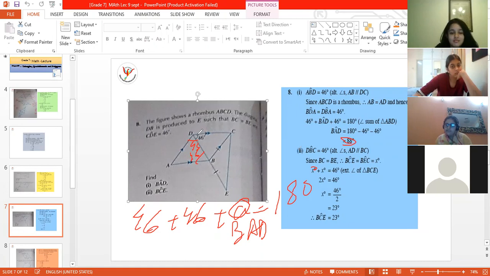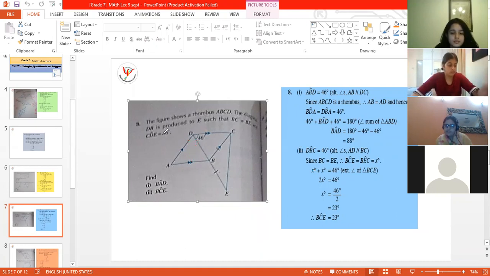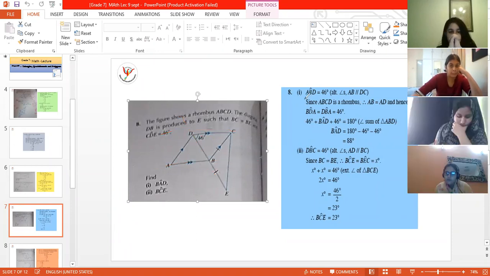Half D is 46 degrees, right? This is the parallel line. This is the parallel line. This is the transversal. If this is the transversal, this and this angle will be the same. Alternate angles, right? If this is an alternate angle, and you know that in a rhombus all 4 sides are equal. When all 4 sides are equal, then the angles will also be the same. If this is 46 degrees, this will also be 46 degrees.